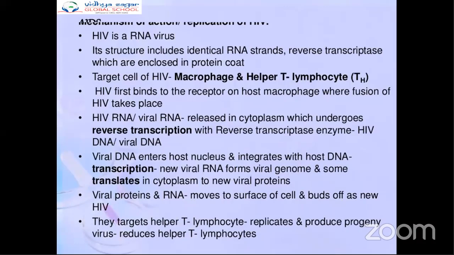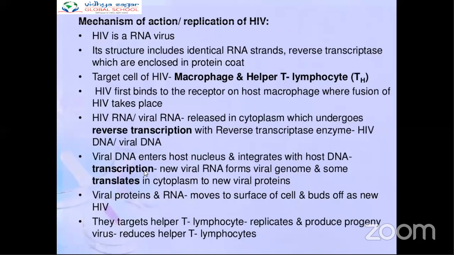HIV first binds to the receptor on the host macrophage, where fusion of HIV takes place. Only the genome will enter inside the host cell. The full viral coat will not enter inside the host cell. The viral RNA is released in the cytoplasm, which undergoes reverse transcription with the reverse transcriptase enzyme. With the help of reverse transcriptase, the RNA will be converted into viral DNA. Now the viral DNA enters the host nucleus and is integrated with the host DNA.